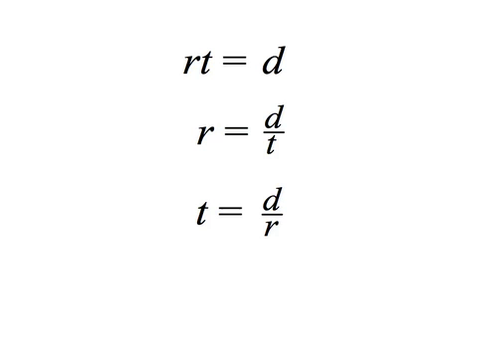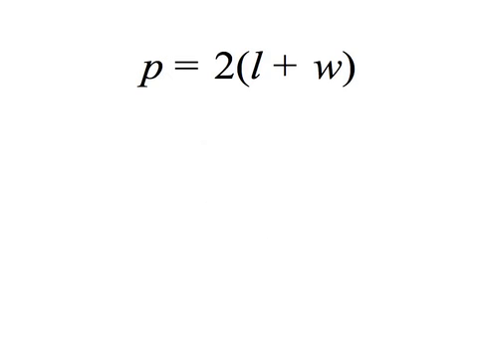In the top equation, we're expressing the distance in terms of the rate and the time. In the middle equation, we're expressing the rate in terms of the distance and the time. And in the final equation, we're expressing the time in terms of the distance and the rate.